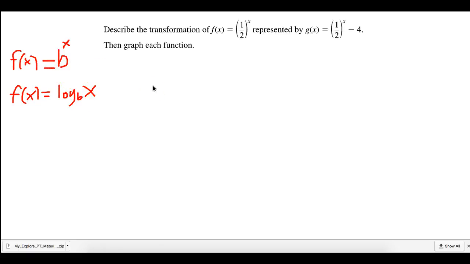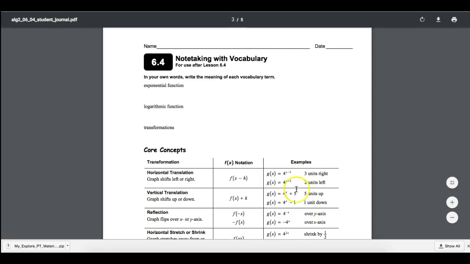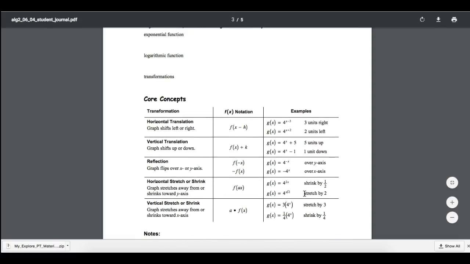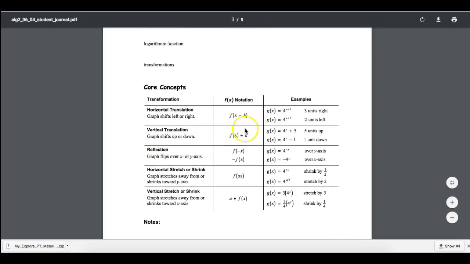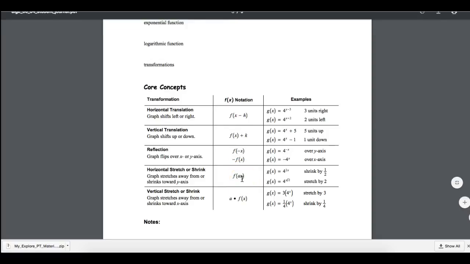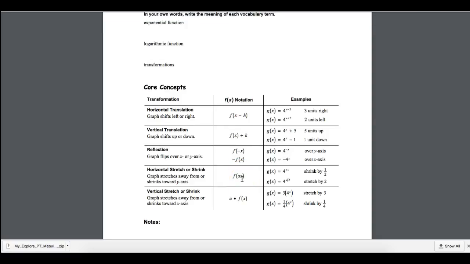So when we're talking about transformations, it's important that you understand, first of all, what your parent function in that problem is and what changes have been made. If you look back in your journal, under the core concepts for this section, all of the different transformation rules are written down. You're going to notice these are exactly the same as all the other transformations that we've done throughout this year. So it's the same as transformations to absolute value, same as transformations to quadratic. All of them are the same.